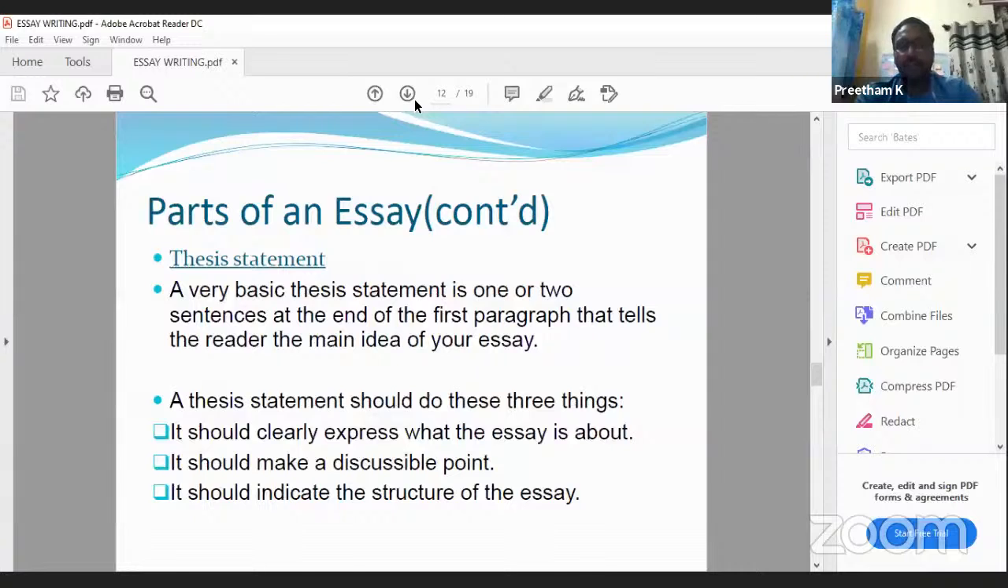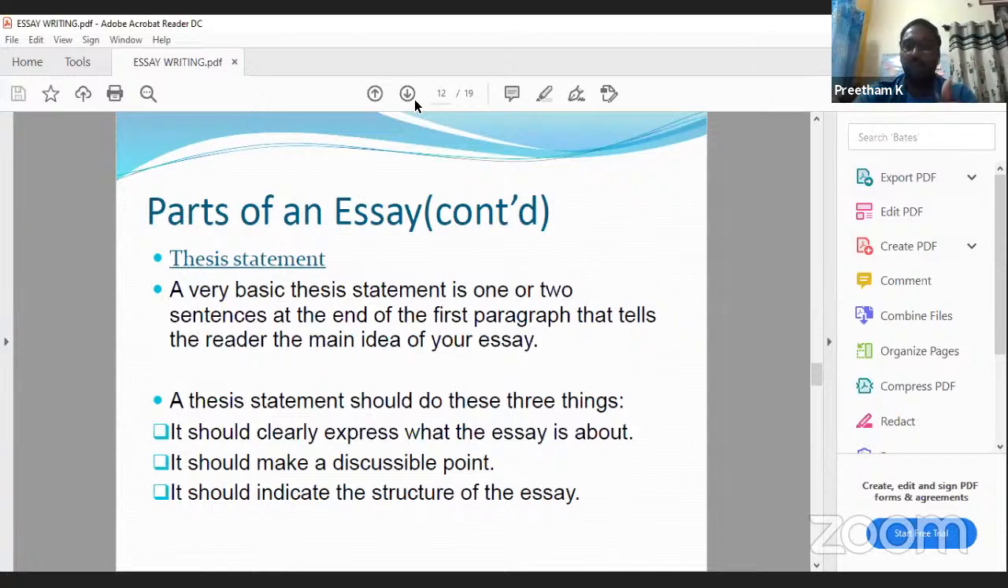Thesis statement. A very basic thesis statement is 1 or 2 sentences at the end of the first paragraph that tell the reader the main idea of your essay. As I said, let's say you're talking about air pollution, you make your statement: air pollution is caused by a lot of human activities. That is a thesis statement.